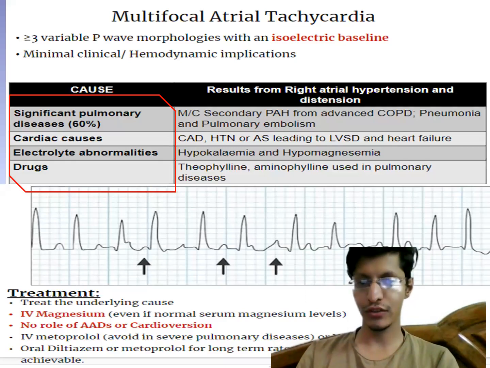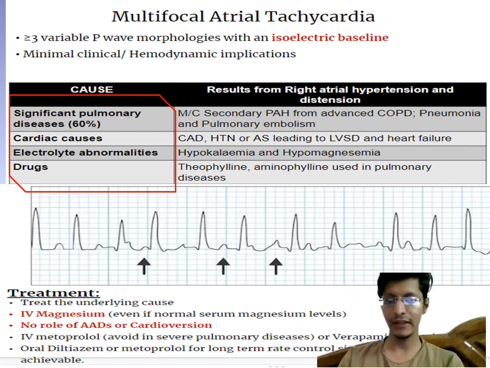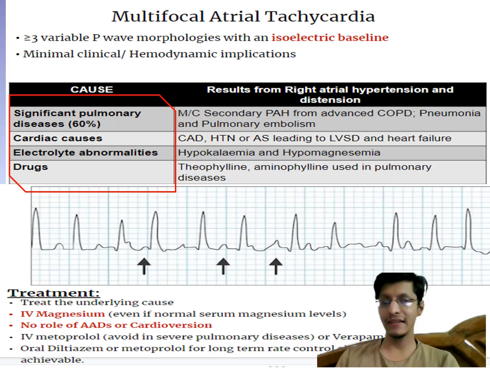Look at this picture. Look at the ECG over here. What do you see? You can see the different P wave morphologies. What is the P wave morphology over here? Here it is slammed down. Here it is good. You can see a good P wave, and here you can see a sloping P wave. So there are three different P wave morphologies in a single ECG: the multifocal atrial tachycardia.